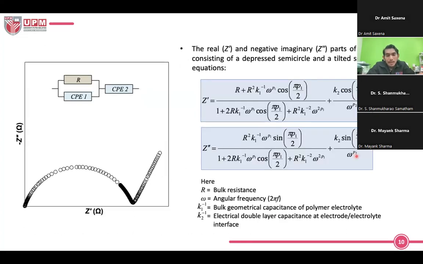Okay, and based on this equivalent circuit, we derive the equations to obtain the real and negative imaginary parts of impedance, and these are the derived equations. This is quite a long equation. So you can use this equation to fit the Nyquist plot obtained from the experiment.